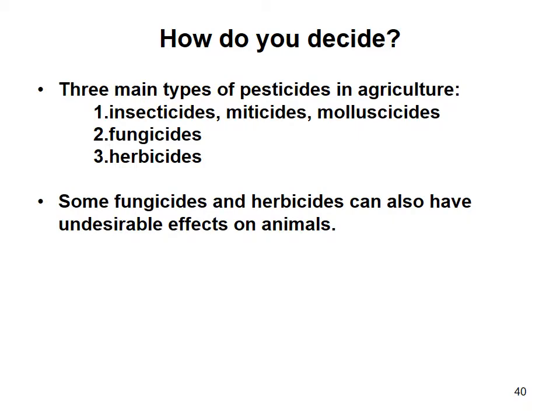How do you decide? There are three broad categories of pesticides in agriculture. The first group includes insecticides, miticides, and molluscicides. Group number 2, the fungicides, and 3, herbicides. The first group here is of the most concern, as they're designed to kill certain groups of animals, so they're more likely to impact on beneficial insects than group 2 and 3.